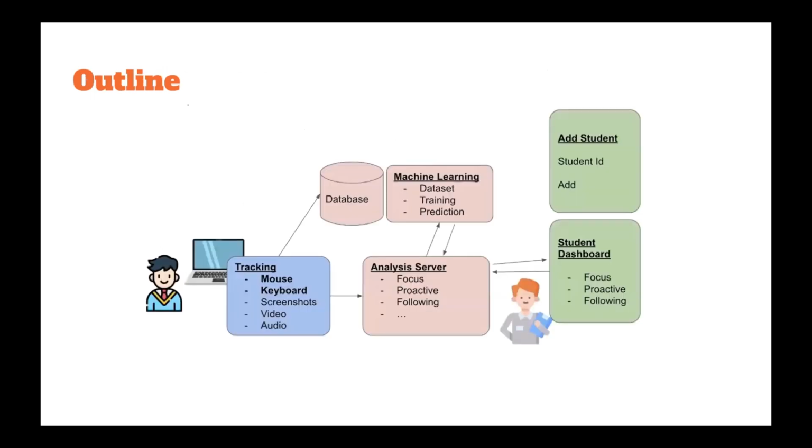So the outline of my project when I first started was that I would track mainly the mouse and keyboard, for now, of the student that I was tutoring, and then it would analyze it, and then it would put it into the student dashboard where I could see it. And then I could add a student ID so that I could keep track of multiple students at one time in case this project ever branched out.